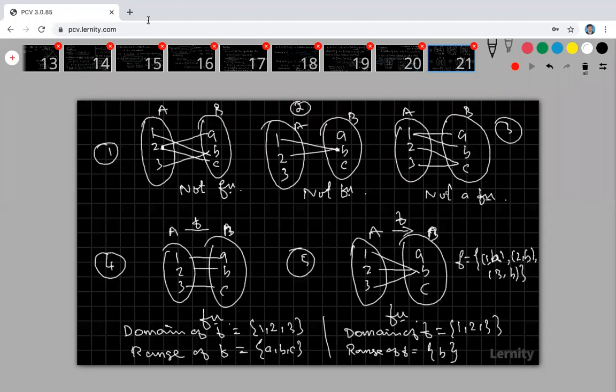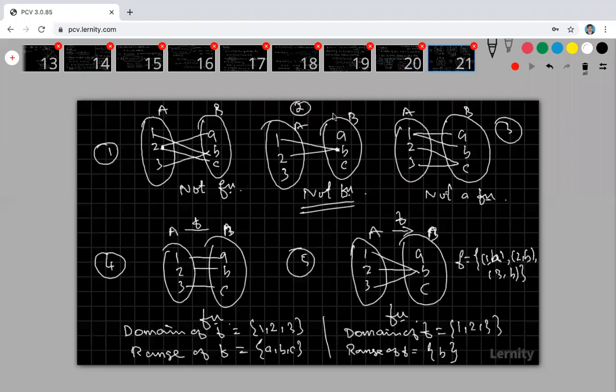Yes, are you finished? Which one? My second is not at all a function. This is not a function. This is not a function. Okay.